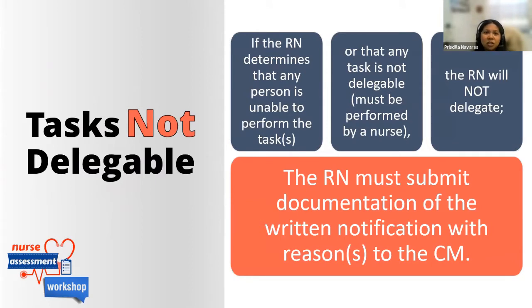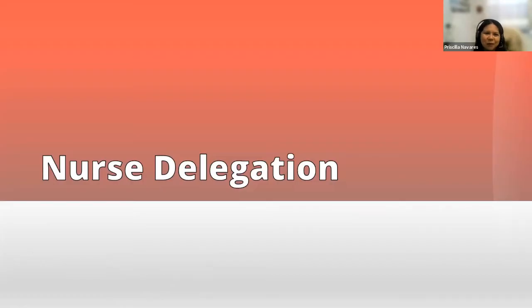There are going to be certain situations if the RN determines that any person is unable to perform the task safely, or if the task is not delegable, meaning it involves certain criteria like assessment and nursing judgment and is not a task that is appropriate to delegate, the RN will not delegate. In that case, the RN may submit written notification of the reasons to the CM, and these components are already formatted and included in the nursing assessment form.